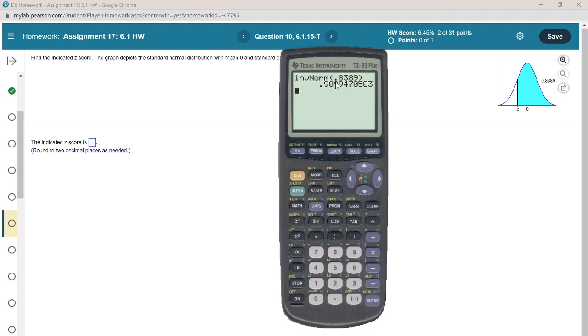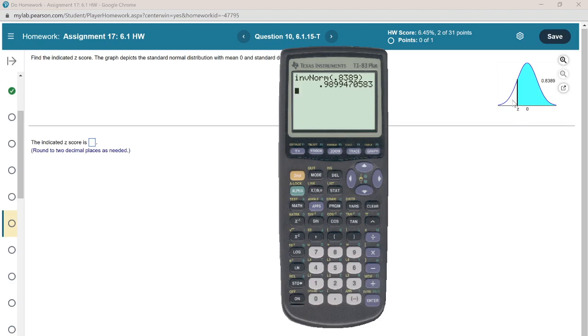But remember, this inverse norm gives you the z-score if the area to the left of that z-score is given. Here, the area to the right of the z-score is given. As you can look at the graph, the z-score should be negative because it's on the other side of the zero. But here we found a positive value because we did not use the area properly. To get the actual z-score, we need to use the area to the left of this z-score.